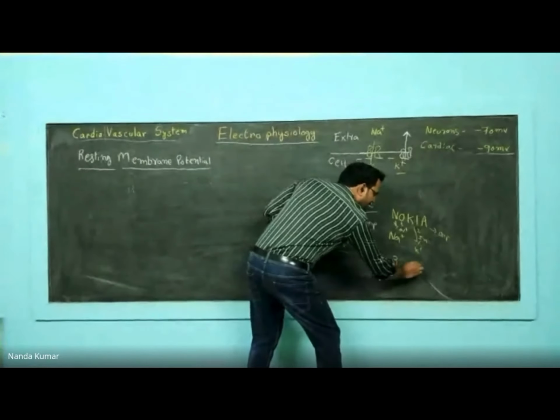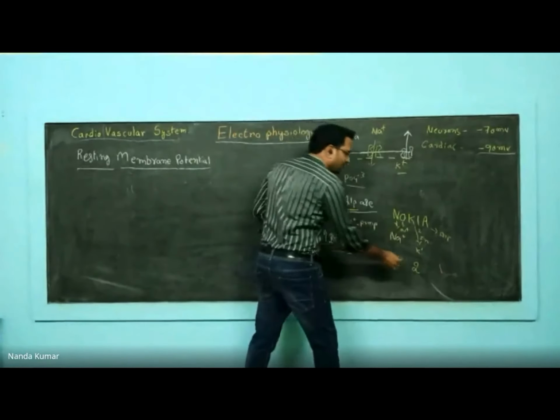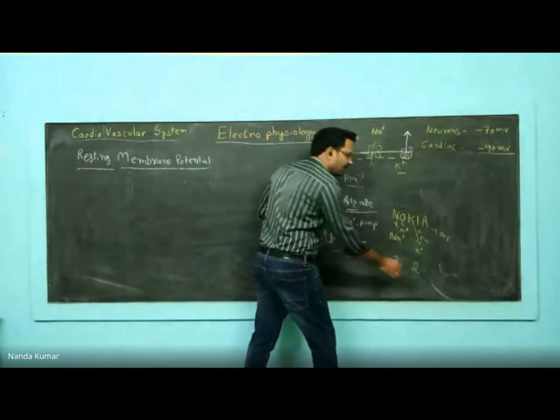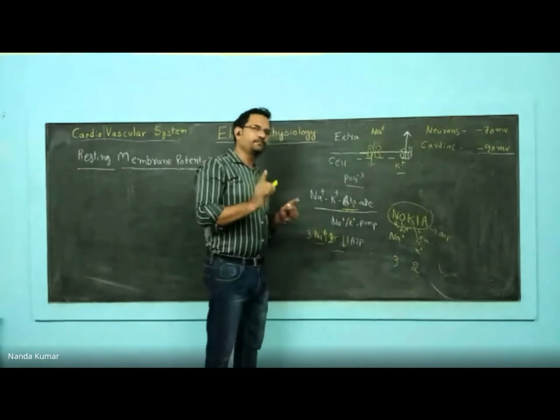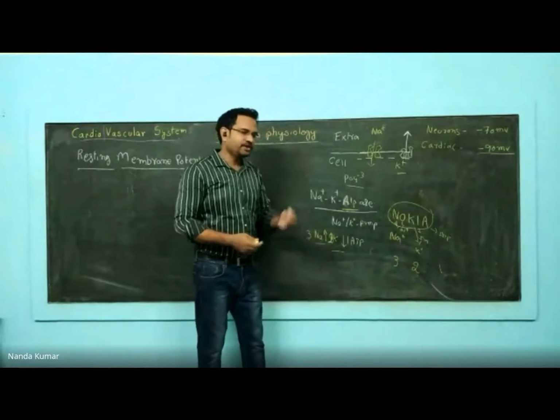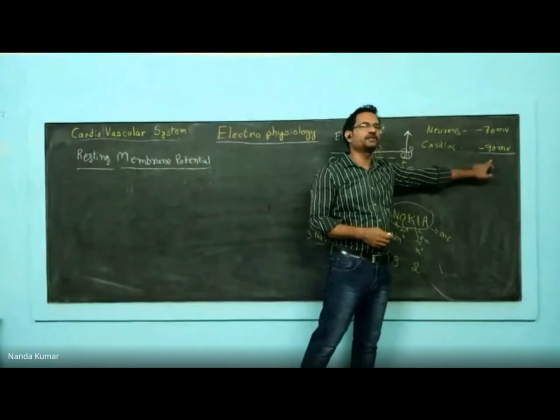The numericals are 3, 2, 1. That means 3 sodium goes out of the cell, 2 potassium comes inside the cell by using 1 ATP. So this is about the sodium potassium pump. Now, the sodium potassium pump is required to re-establish membrane potential.